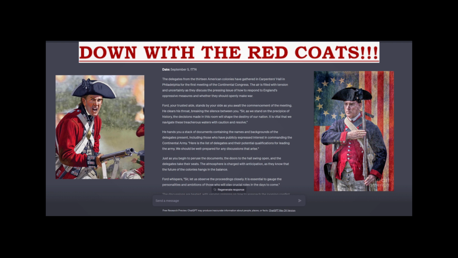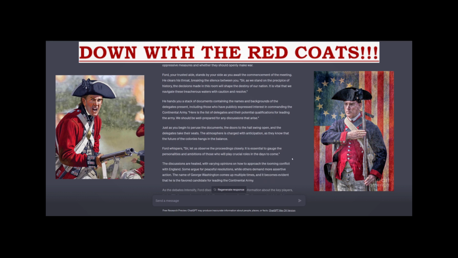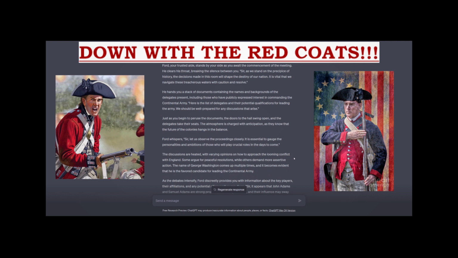He hands me a stack of documents containing names and backgrounds of the delegates present, including those who have publicly expressed interest in commanding the Continental Army. Here's the list of delegates and their potential qualifications for leading the army. We should be well prepared for any discussions that arise. And just as I begin to peruse the documents, the doors to the hall swing open, and the delegates take their seats. The atmosphere is charged with anticipation, as they know that the future of the colonies hang in the balance. Ford whispers, "Sir, let us observe the proceedings closely.